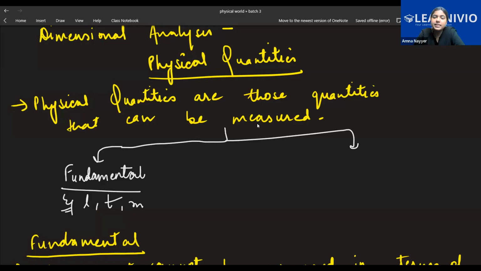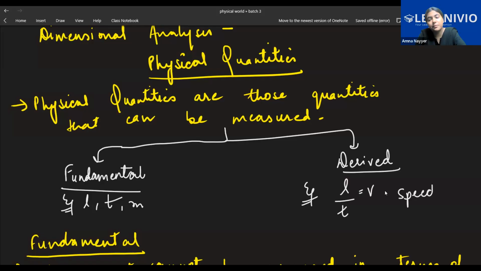Then you have the next category, derived quantities. Derived quantities means you use these quantities and make a new quantity. Like, length and time are physical quantities, right? And if I divide length by time, I get speed. So what happens with speed? Speed becomes a derived quantity because it was not present originally. It is broken up into length and time, and you're putting a mathematical operation, that is division, between them. So that's why you're getting it.